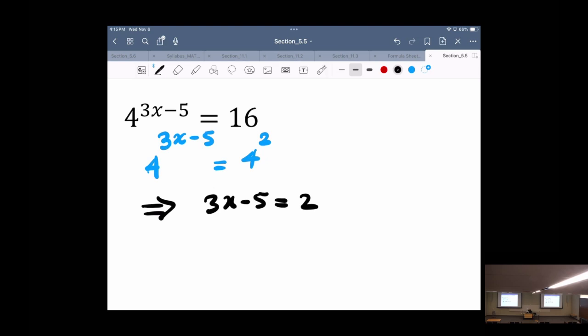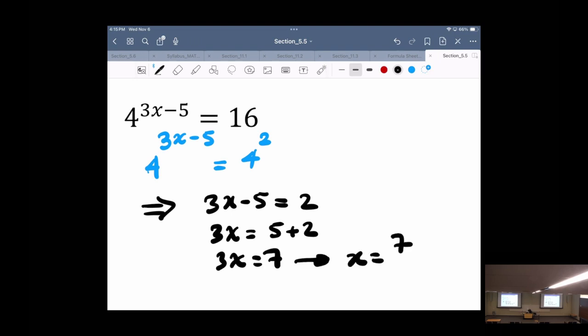So let's solve this equation for x. So we have 3x equals 5 plus 2, or 3x equals 7. Therefore, x equals 7 over 3. Right? So that's the solution for that.